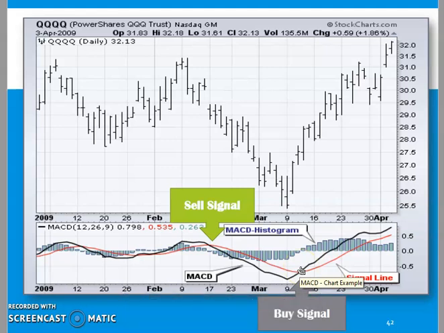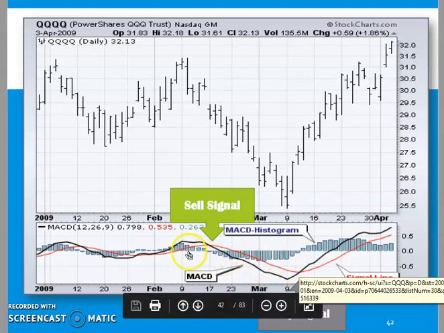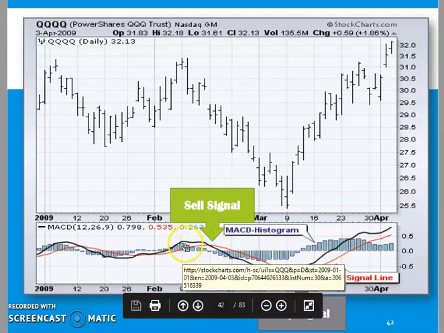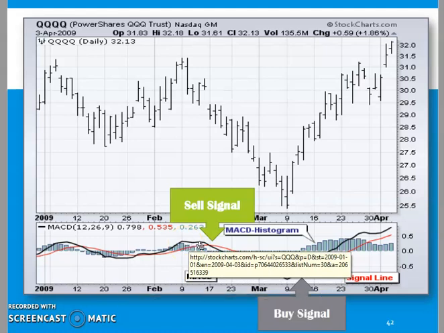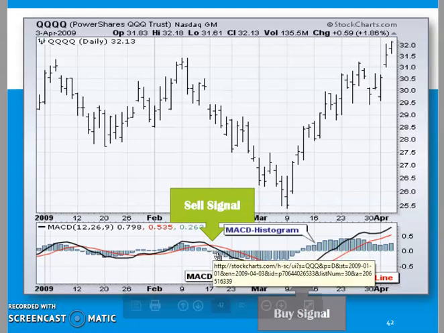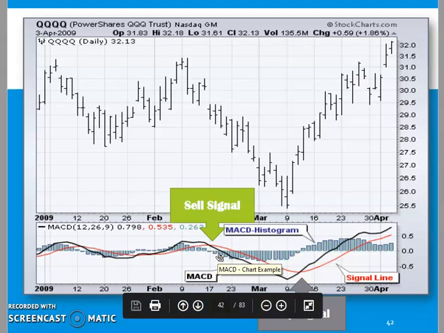The second one, when the MACD crosses below the signal line, it indicates a sell signal. We can focus on this one. We can see that the MACD line crosses from above to below the signal line, indicating a sell signal.